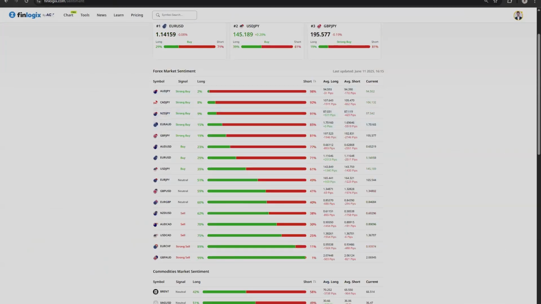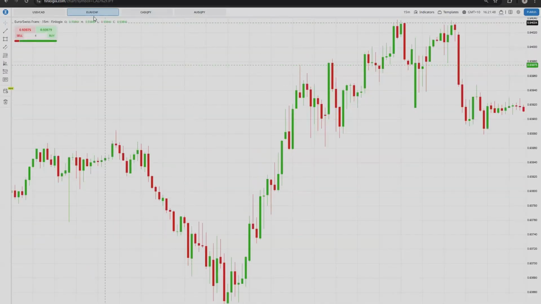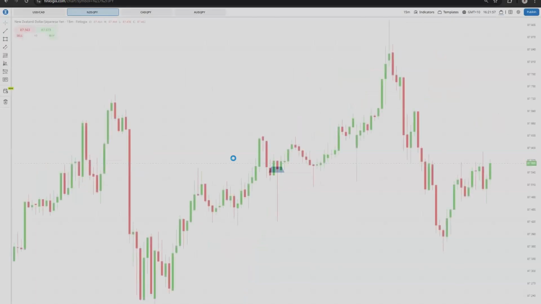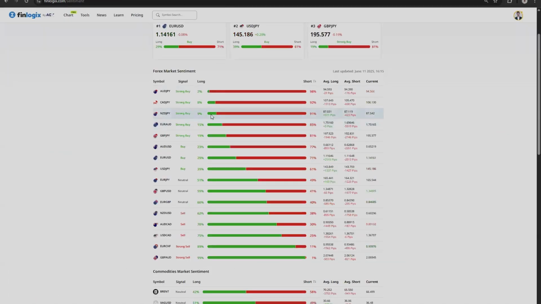New Zealand against the Japanese yen as well. Wow, there are a lot of Japanese yen pairs. That's very interesting. So that one is still below 10%, it's on 9%. This one I would suggest something.